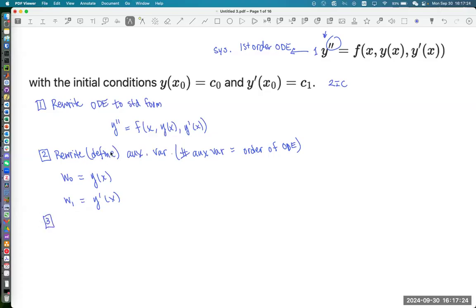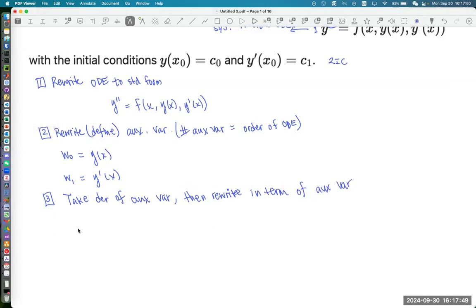So after you have defined the auxiliary variables, you want to take the derivative of the auxiliary variables, then rewrite fully in terms of auxiliary variables. So we take the derivative of W0. So W0 prime, if we evaluate this, is y prime. And y prime, if we rewrite in terms of auxiliary variables, is W1.